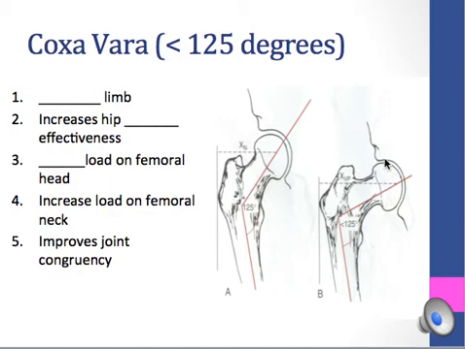It does improve that joint congruency, so the joint might not have as much motion, say in internal-external rotation, because that joint's so congruent, but they have a lot of stability. So they're probably not at risk as much for increased dislocations or that kind of scenario.